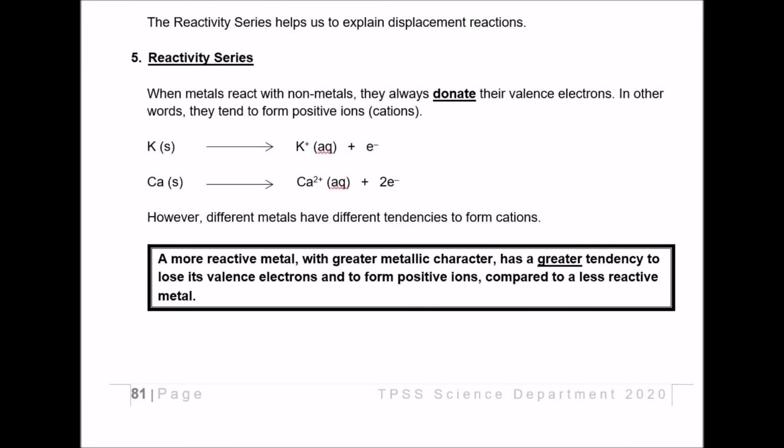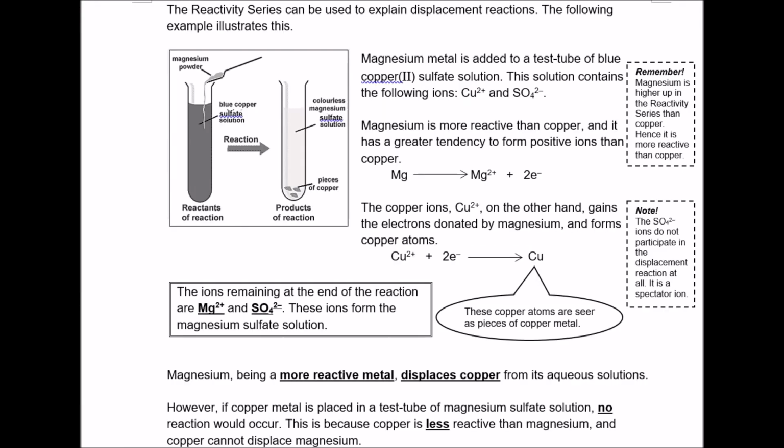Okay, as mentioned earlier, the more reactive ones prefer to donate their valence electrons and form cations as compared to the less reactive ones. So the more reactive one will have a greater tendency to lose electrons to form cations. Okay, so how does this work? It also has a displacement reaction.